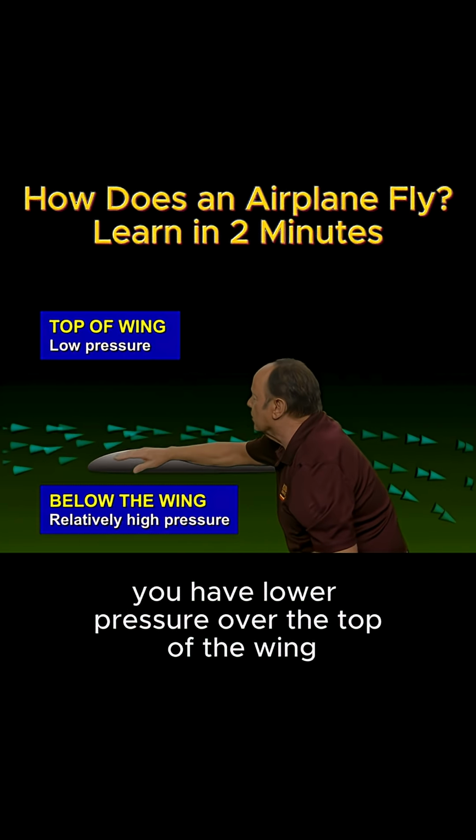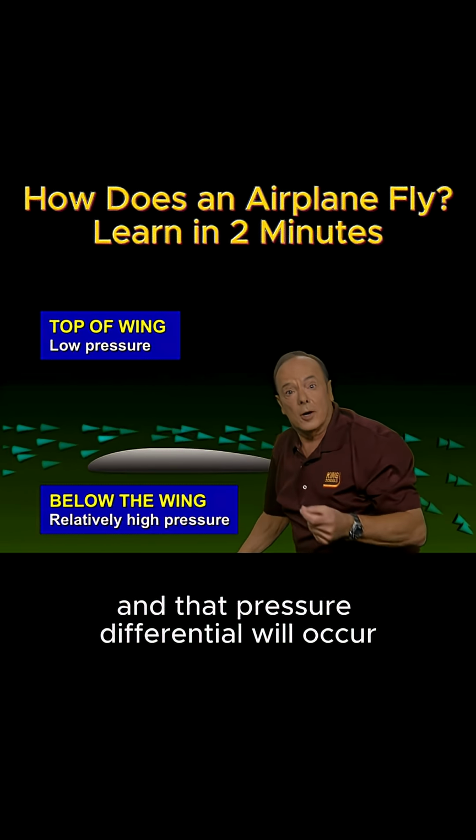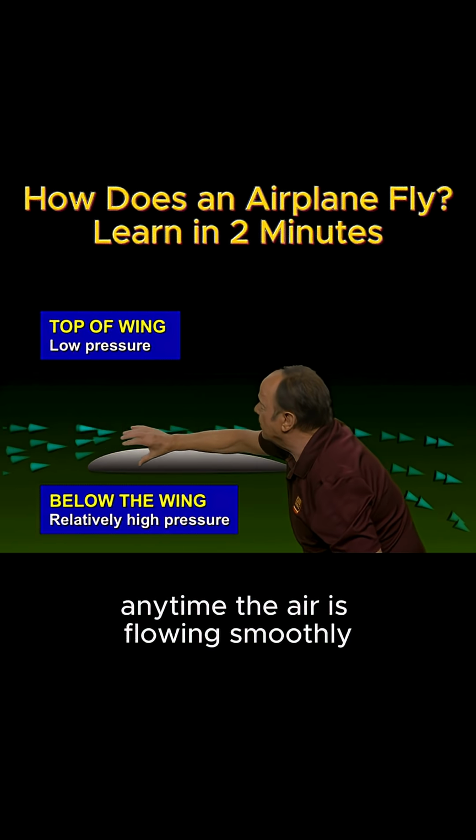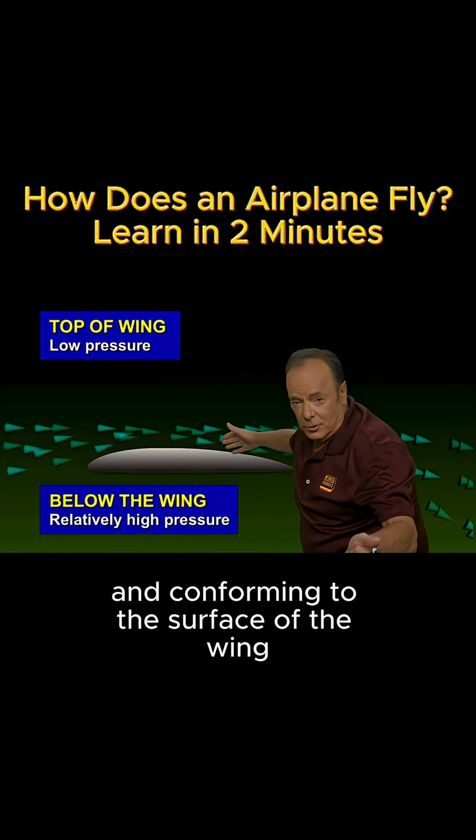You have lower pressure over the top of the wing and higher pressure underneath the wing. And that pressure differential will occur anytime the air is flowing smoothly over the surface of the wing and conforming to the surface of the wing.